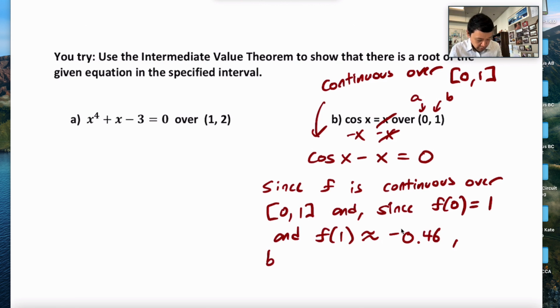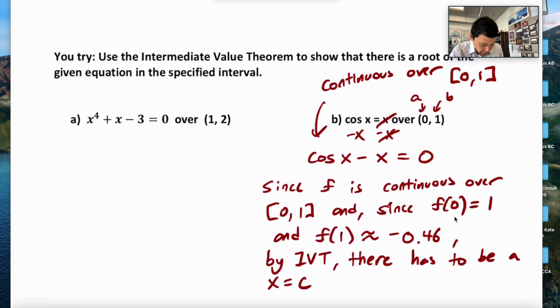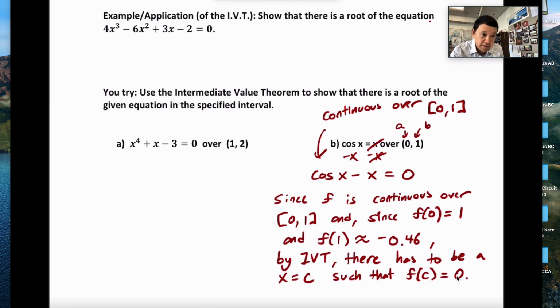Since this is true, then by the intermediate value theorem, all of the y values in between 1 and negative 0.46 are guaranteed to exist in this function f. So there has to be an x value, we'll call it x equals c, such that f of c is equal to 0. Why 0? Because we wanted to find the root, or the x-intercept in this case, pretending that this is a function, and because 0 is in between negative 0.46 and positive 1. So once again, that's an example that involves you justifying something using the intermediate value theorem.